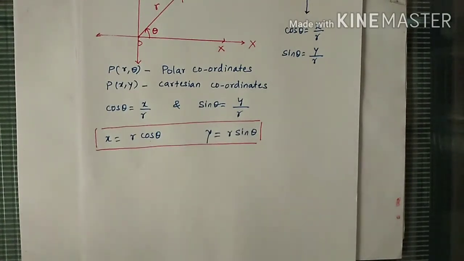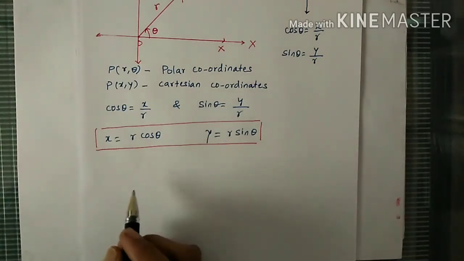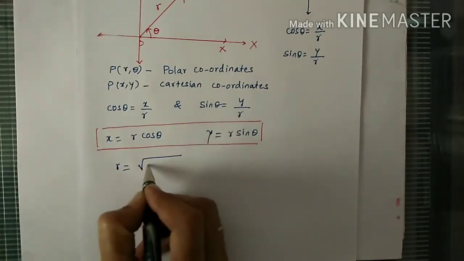The next part is, if Cartesian coordinates are given, then how to find polar coordinates. For that, if Cartesian coordinates x and y are given, then to find r, see, r is root of x square plus y square.